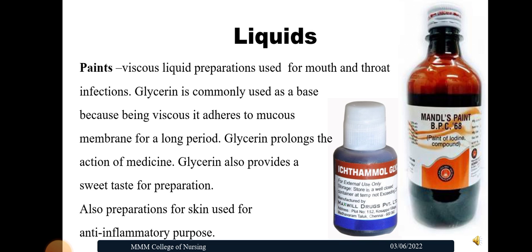Paints. Paints are a viscous liquid preparation used for mouth and throat infections. Glycerin is commonly used as a base because, being viscous, it adheres to the mucous membrane for a long period. Glycerin prolongs the action of the medication. Glycerin also provides a sweet taste for the preparation. Also, there are preparations for the skin used for anti-inflammatory purposes, like eskemethyl glycerin.